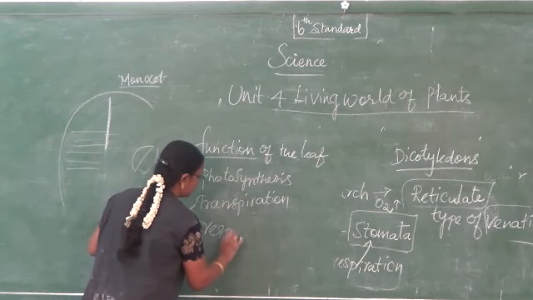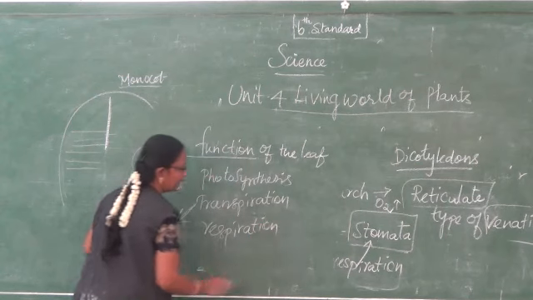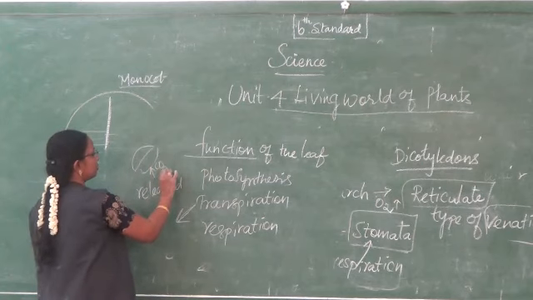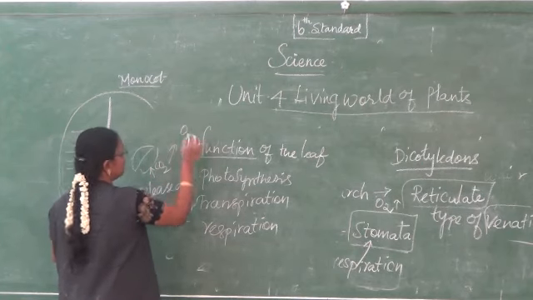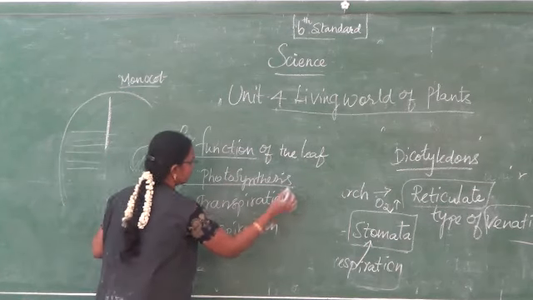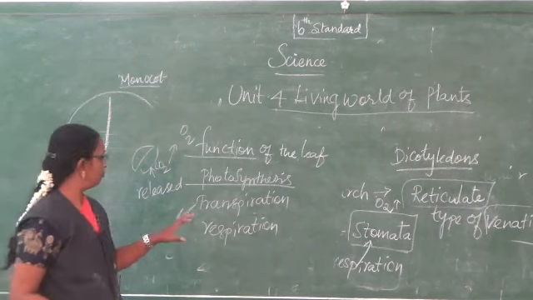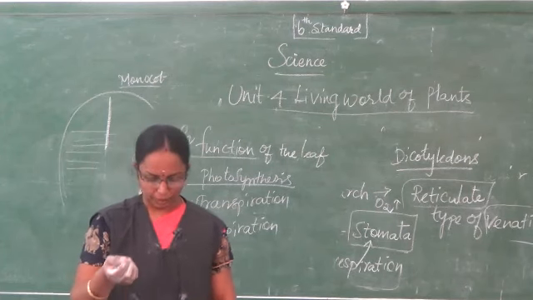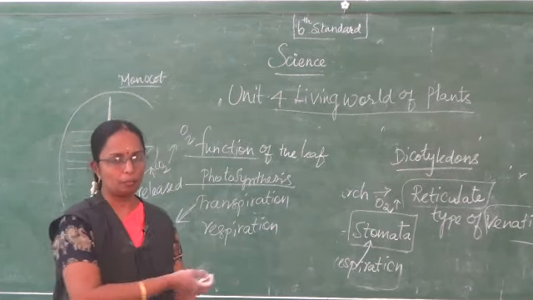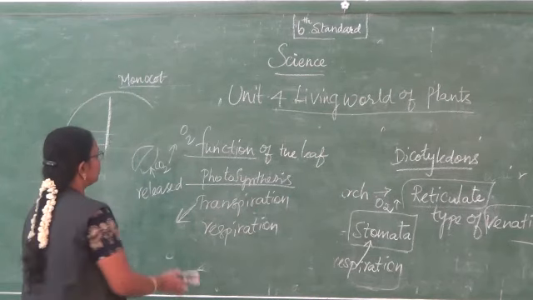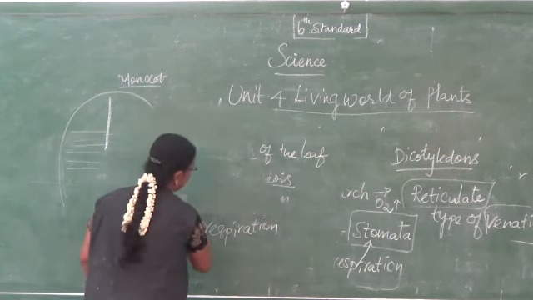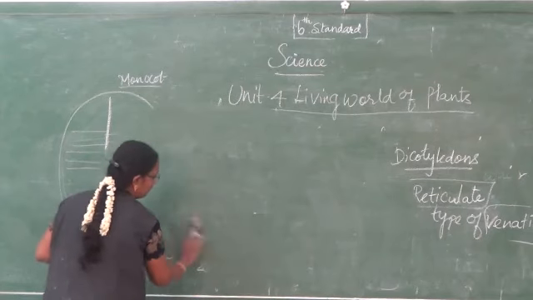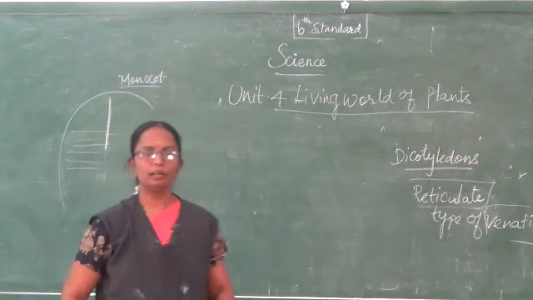And then respiration, the gaseous exchange through the stomata takes place. So they are taking in carbon dioxide, and they are releasing oxygen through the process of photosynthesis. So these are all the main functions of the leaf. So far what we have learned is the root system and the shoot system, about the form, structure and functions of the leaf, stem and root.